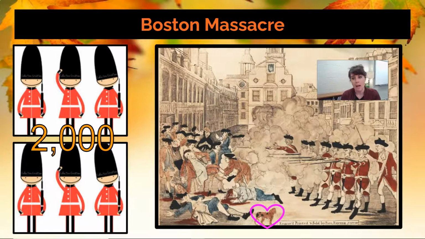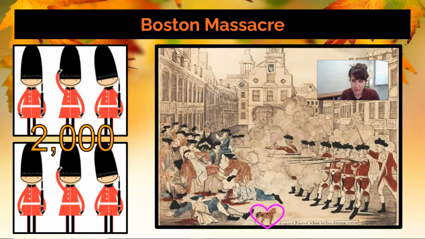And this angry mob shows up and they start to yell at the soldiers. They start to throw rocks. They start to throw snowballs. And so it's just kind of considered the most violent snowball fight ever. And so what's happening is the soldiers are kind of freaked out, like there's an angry mob shouting and throwing things at them. And so what happens is the soldiers open fire on the crowd.